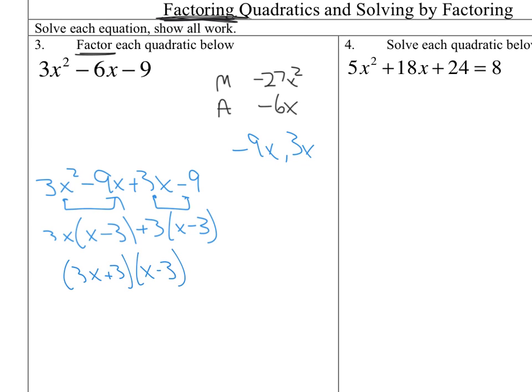Last thing I would do, which we're not that concerned about, but if you want to factor it completely, you can still take a 3 out of here. There's a 3 there and a 3 there. So you'd write the 3 in front, x plus 1, and then x minus 3. Just something you could do.